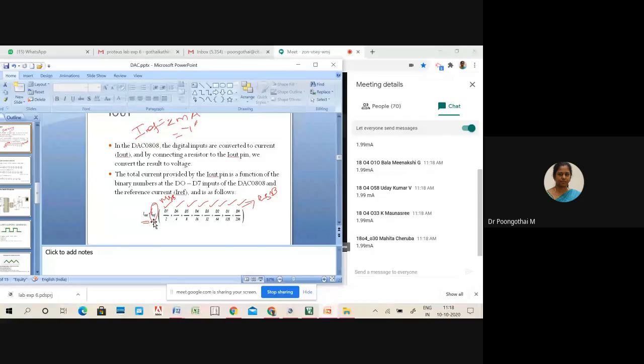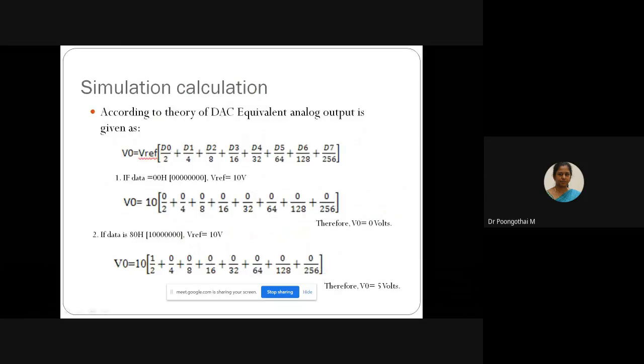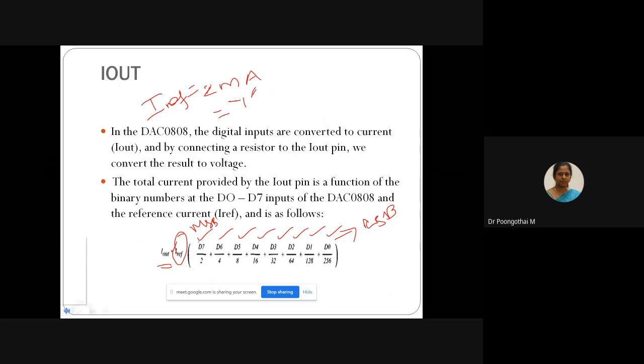What is the formula to calculate V out? V out is equal to I out into R. So assume your R is 5K. Find out the answer. So your answer I out is equal to 1.99 milliamps.